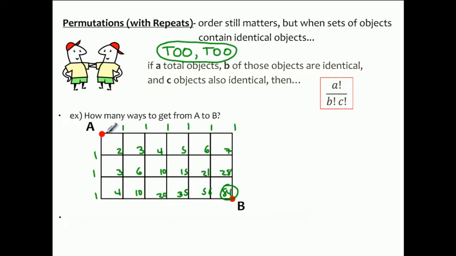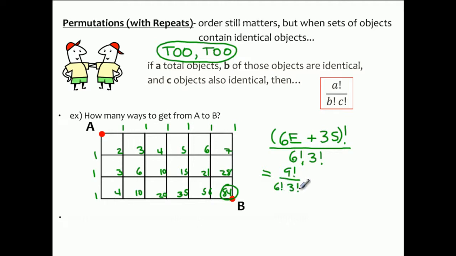The other way we can do this is notice that we have to go 1, 2, 3, 4, 5, 6 times east, and 1, 2, 3 times south. So no matter which route we take, we're going to have to go 6 times to the east and 3 times south. Now 6 times east, we repeat going east 6 times, so we have to divide by 6 factorial. And we repeat going south 3 times, so we divide by 3 factorial. This will give us 9 factorial divided by 6 factorial and 3 factorial.